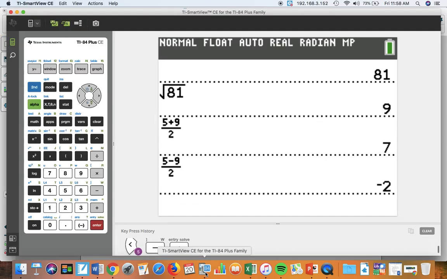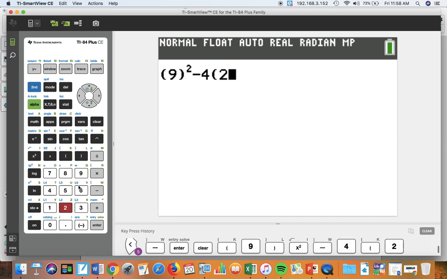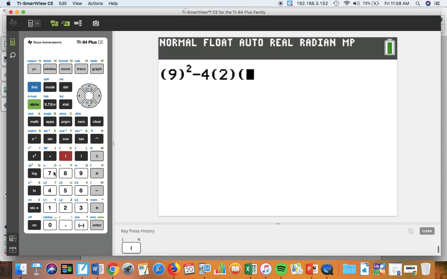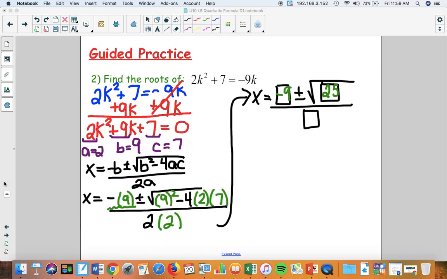In our calculator, we're going to find what goes underneath the radical. So you do not type the radical in your calculator. So you have 9 squared minus 4, parentheses 2, parentheses 7. Again, the radical is not in your calculator. So this becomes a 25 underneath the radical. And in the denominator, we have to do 2 times 2, which is 4.